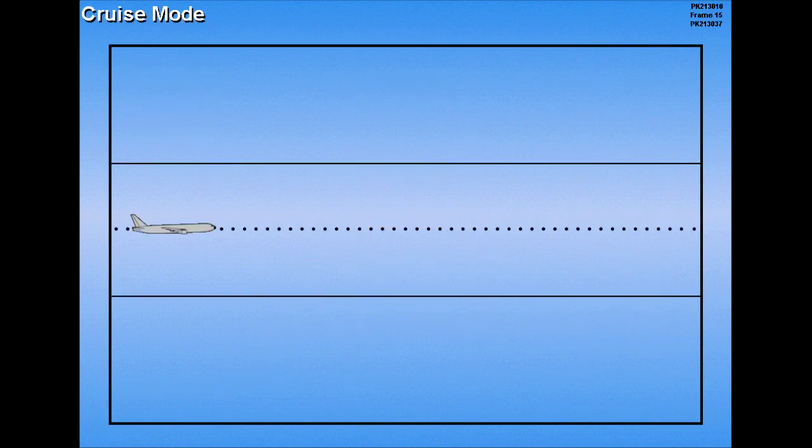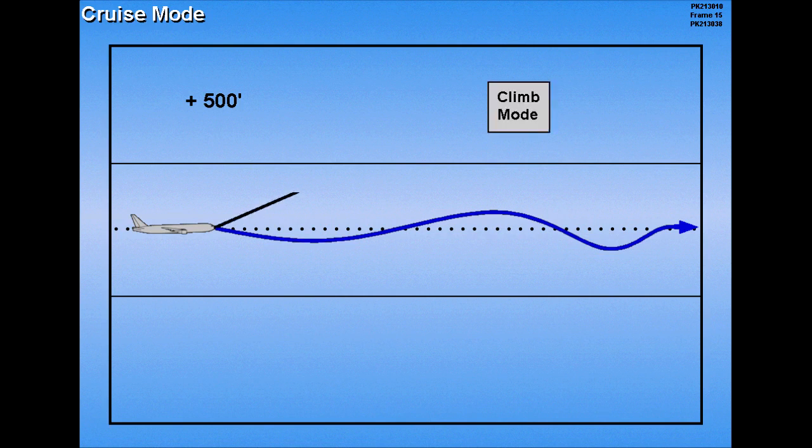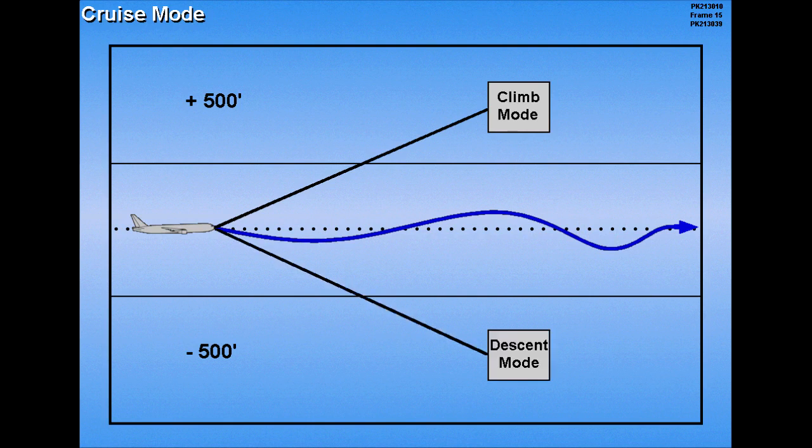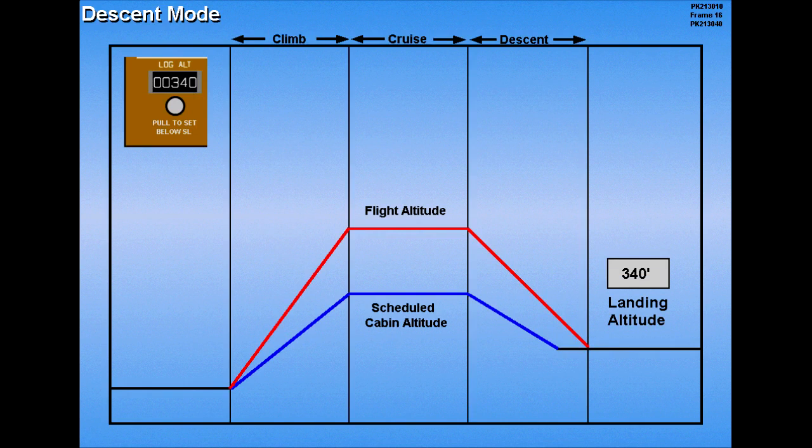After the cabin is established at cruise altitude, flight altitude variations of up to 500 feet will not cause cabin altitude changes. However, a climb of more than 500 feet causes the cabin controller to re-enter the climb mode. Conversely, a descent of more than 500 feet puts the cabin into the descent mode. In the descent mode, the cabin follows a descent schedule until the landing altitude is reached.